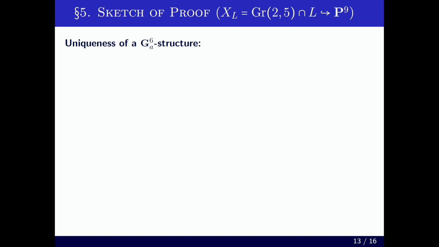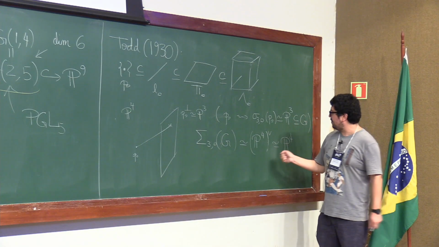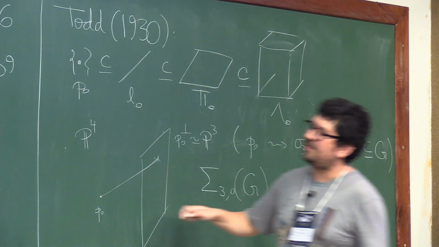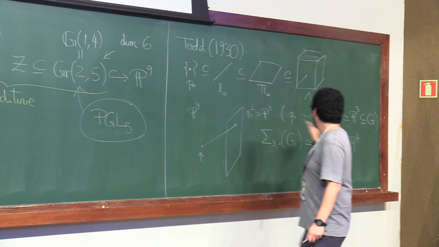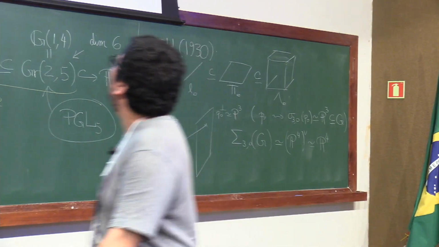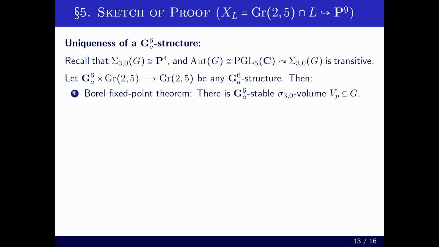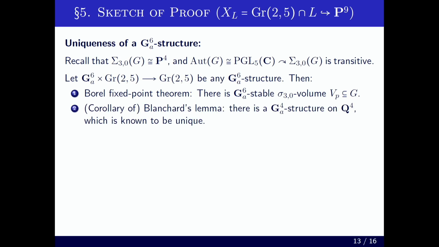So let me once again argue a little bit why this is unique. As I told you, the Hilbert scheme of these volumes inside the Grassmannian is a P4. And the action of the automorphism group of the Grassmannian, PGL5, is actually transitive on this P4. You can check it in coordinates. And by the Borel fixed point theorem, you can always pick an invariant point in this Hilbert scheme. So you have a volume which is fixed by this action. You can do the whole construction that I just told you in an equivariant way.